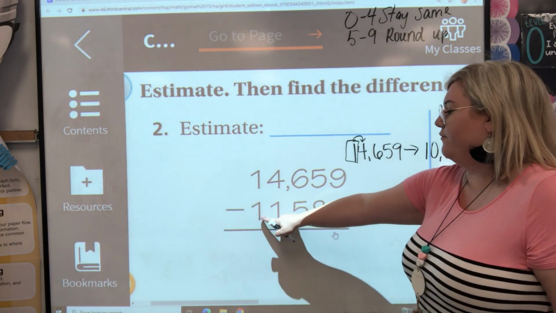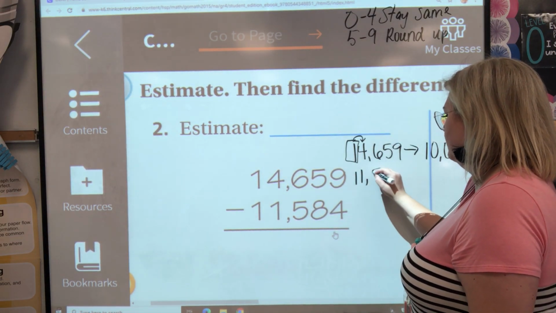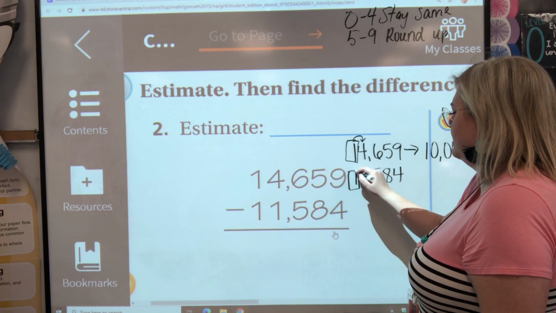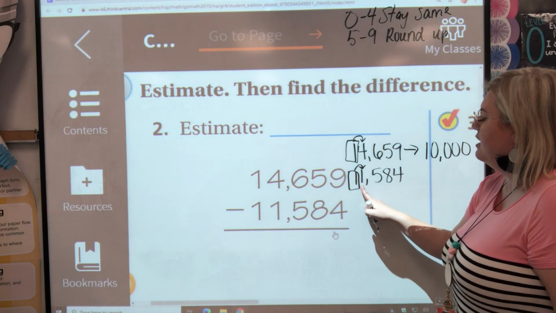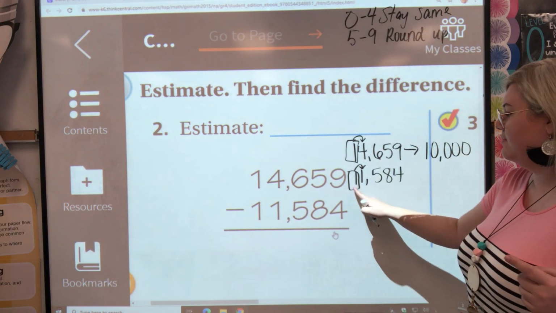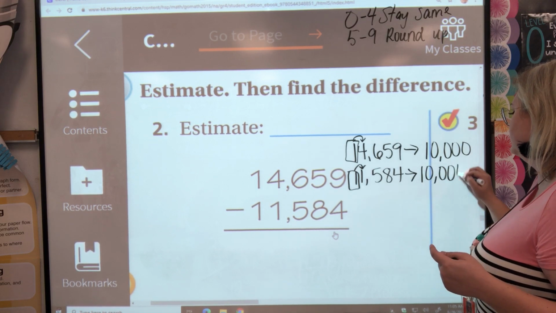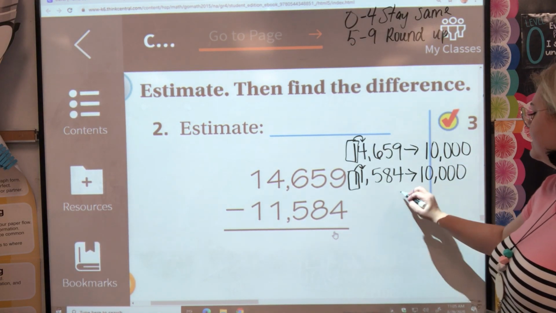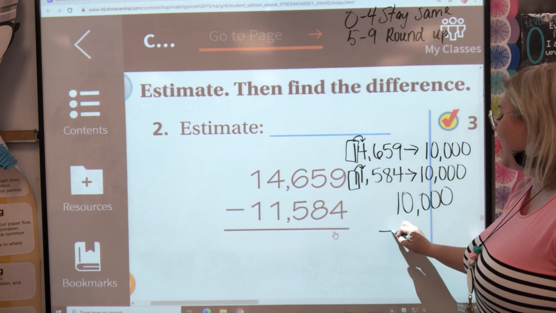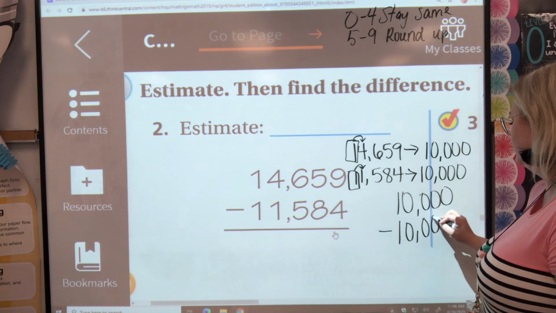Let's do it again for 11,584. Put a box around that first number and an arrow to the next guy. That 1 goes with 0 through 4, stay the same. What stays the same? That 1 in the box, so that becomes 10,000. So now we take our 10,000 minus 10,000.